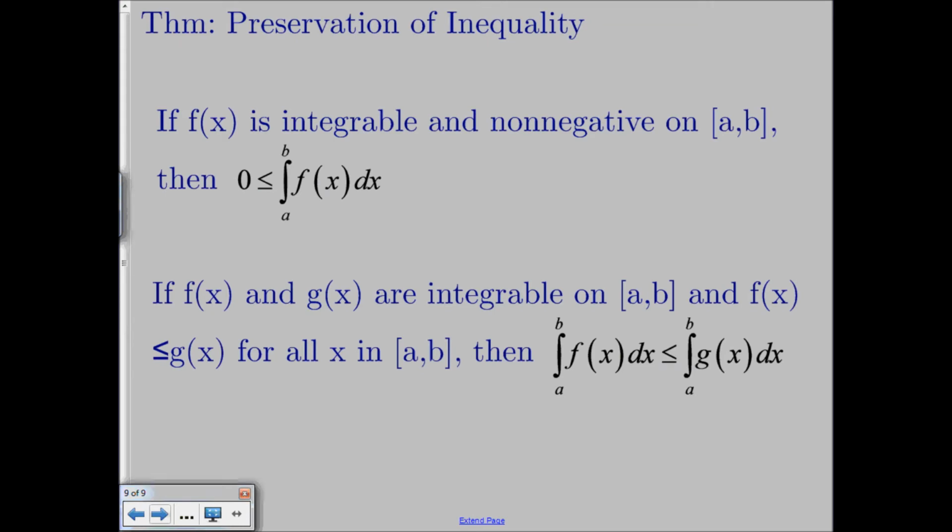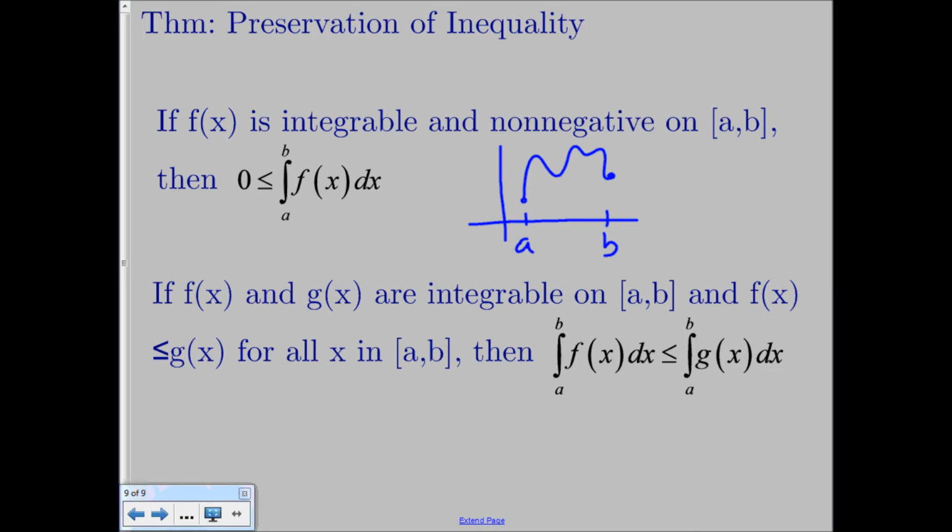So now one more quick theorem before we go, and it's called the preservation of inequality theorem. And all it says is, the first part says if f of x is integrable, so if you can take the integral of f of x, and it's always positive on a to b. So in other words, your function from a to b is just positive. So it could even look like something crazy like that.